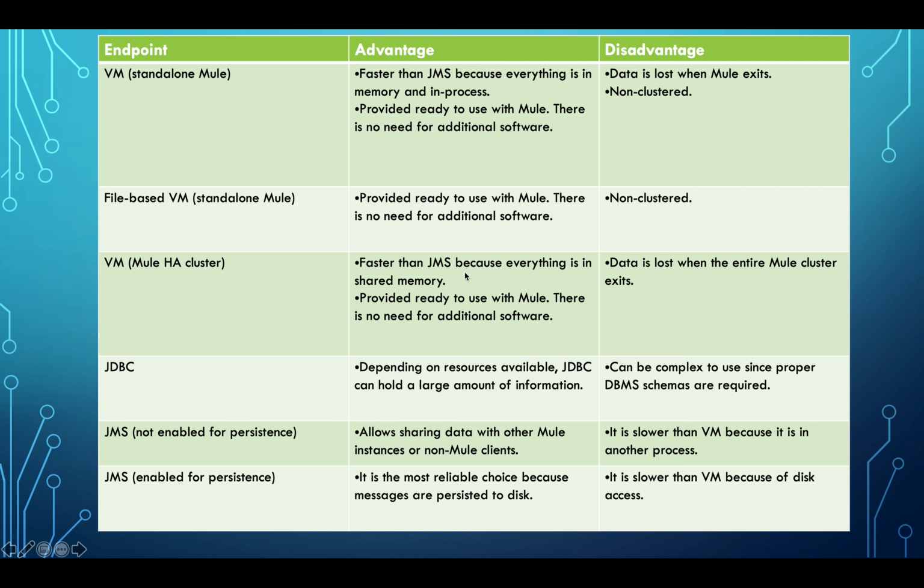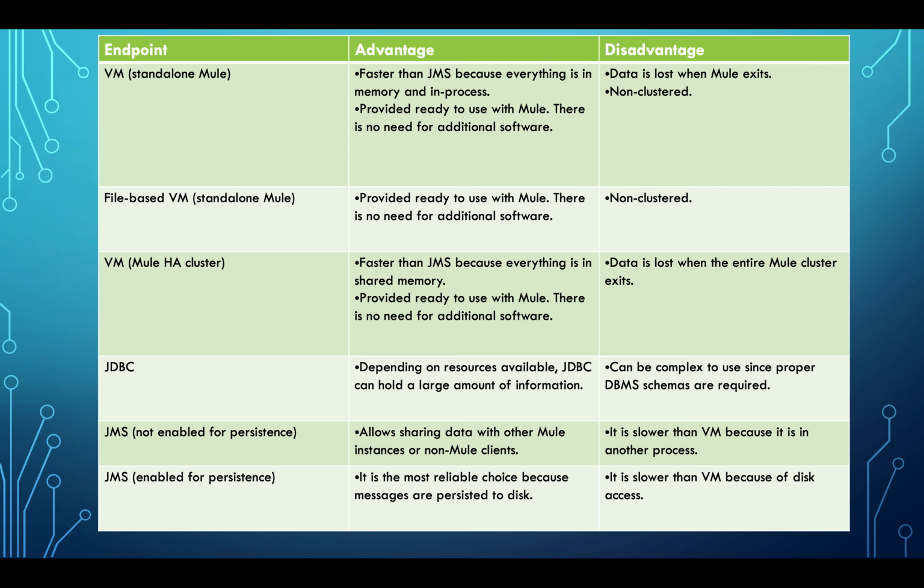Whereas in the case we are having a Mule high availability cluster, then it is faster than JMS and it is ready to use with Mule because we don't have to install any additional software. The data is lost when the entire Mule cluster is down. Otherwise, it will be available in the shared memory. So in the cluster, we can have multiple nodes, but if the entire cluster, all the nodes available, go down, then it will take the entire data as well, and the data will not be recoverable.